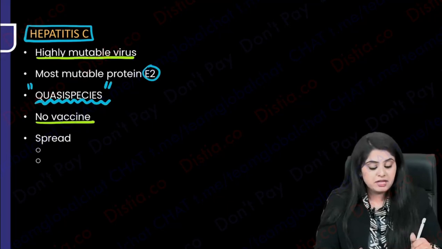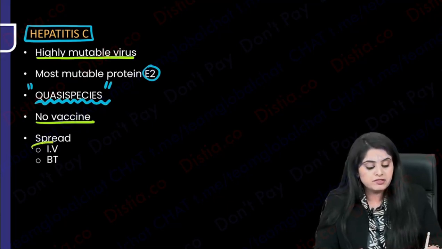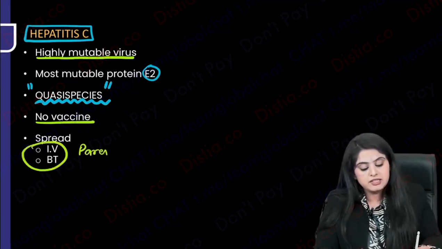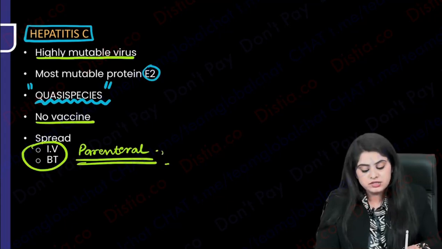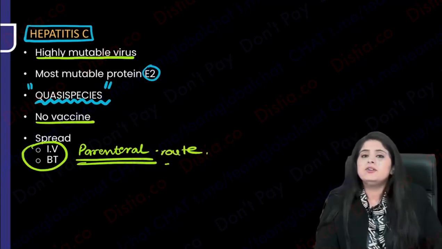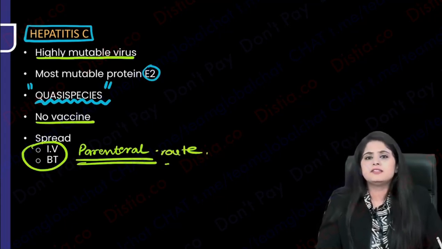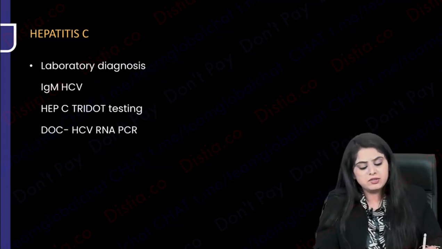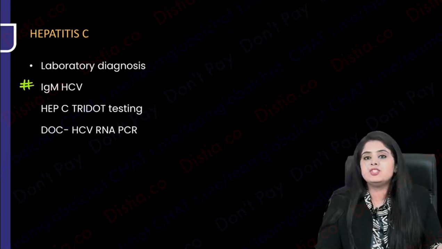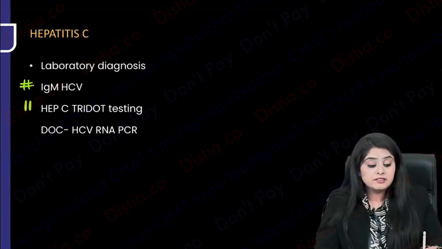How does it spread? Very important. One of the most important spreads is parenteral. Parenteral means IV drug abuse as well as blood transfusions. Parenteral route is very common. How do you do the lab diagnosis? Look at the virus, look at the antibody, nothing fancy about it. So which antibody am I talking about? IgM type of antibody. There is a card testing.